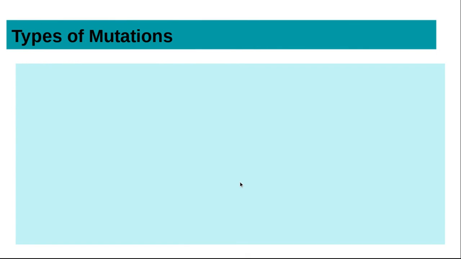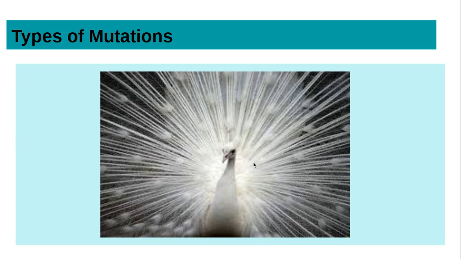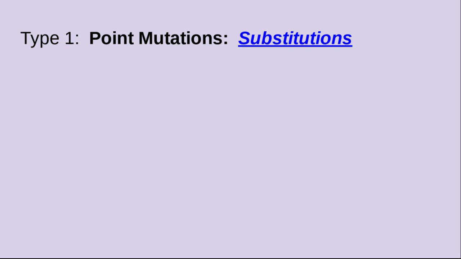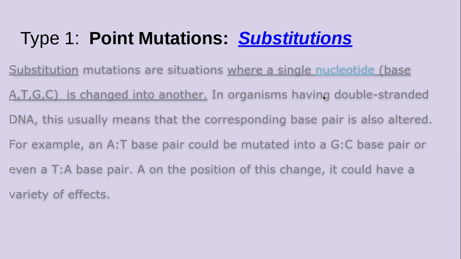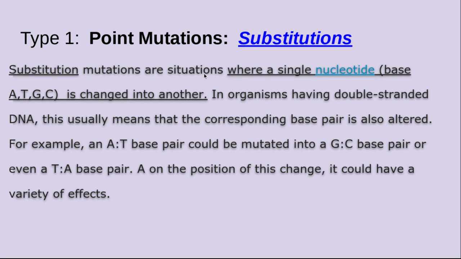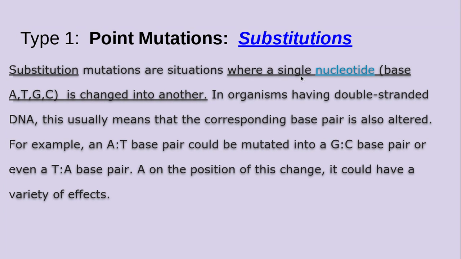So now for the types of mutations. This happens to be a certain type of mutation. It's kind of related to albino, that mutation. It's just a little bit different. But that's weird for a peacock. So you can have a point mutation, which usually those are substitutions. Substitution mutations are situations where one single nucleotide, your base, like an A, T, G, or C, is accidentally changed to another. So it's supposed to be a G and then pops a T on accident.